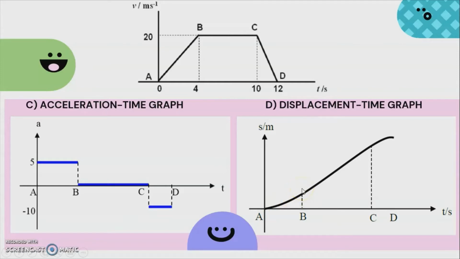Okay. Next, BC, constant velocity. Bila constant velocity, your graph displacement is increase linearly. Ni sepatutnya straight line ni, linearly. Dia increase linearly, directly proportional. Okay, part BC. Okay, dekat CD pula, velocity is decreasing.